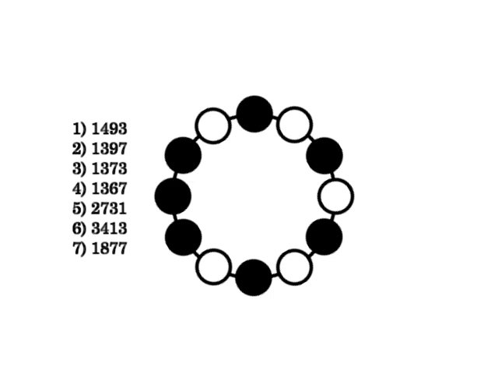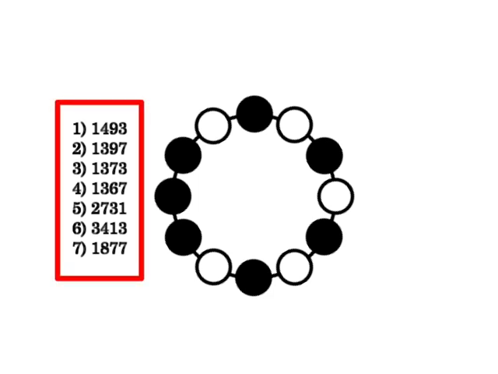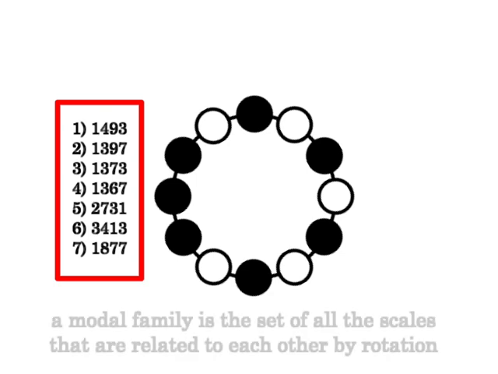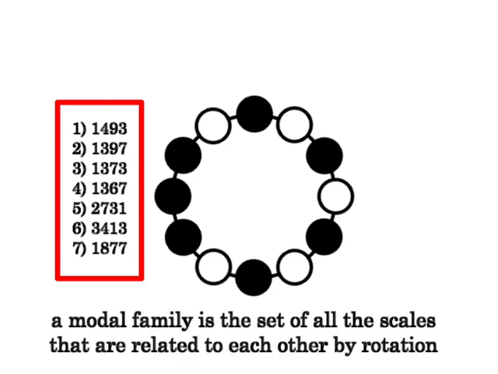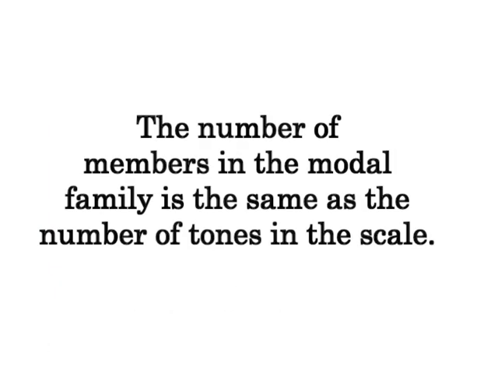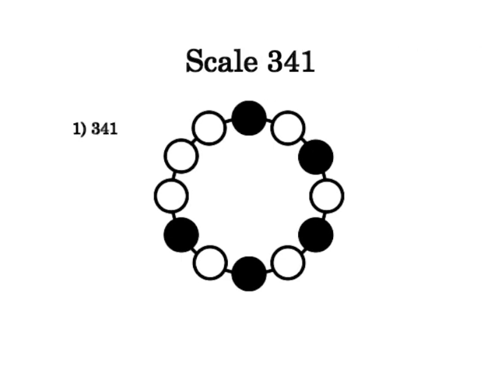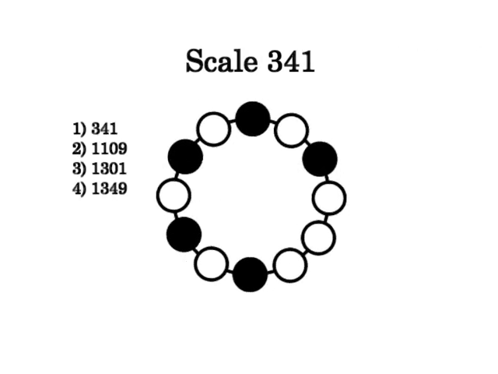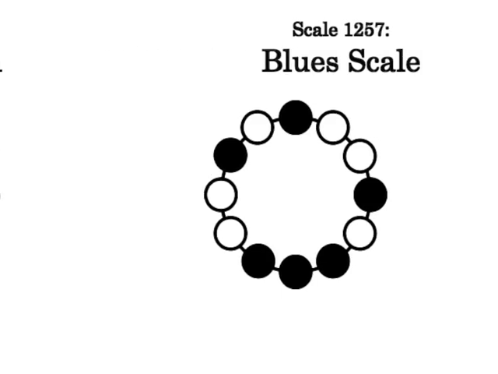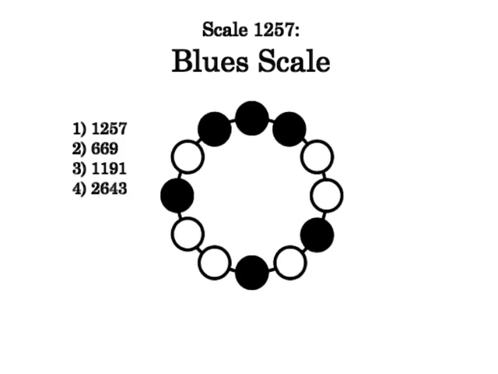Each of these 7 modes have the same internal pattern of intervals. They are all related to each other, which makes them a family. In music theory, a modal family is the set of all the scales that are related to each other by rotation in this way. The number of members in the modal family is the same as the number of tones in the scale. A scale with 5 tones will have 5 modes, including itself. A scale with 6 tones will have 6 modes, and so on.